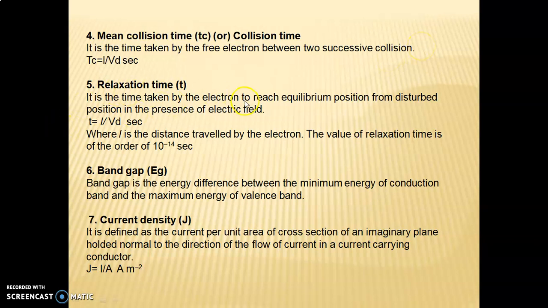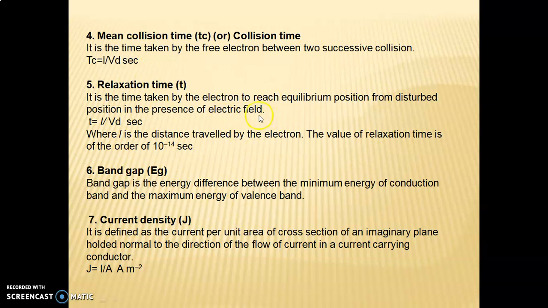Next one, relaxation time. Relaxation time is represented by tau. It is the time taken by a free electron to reach its equilibrium position from the disturbed position when the electric field is applied to the metal. This is called relaxation time.